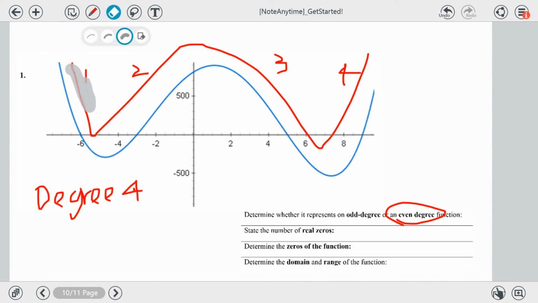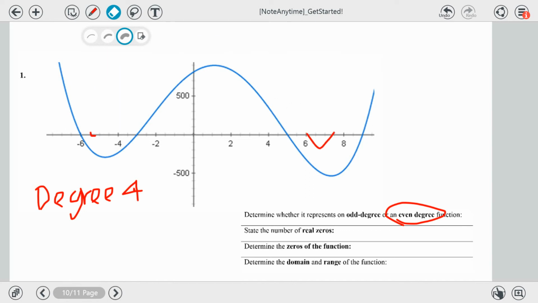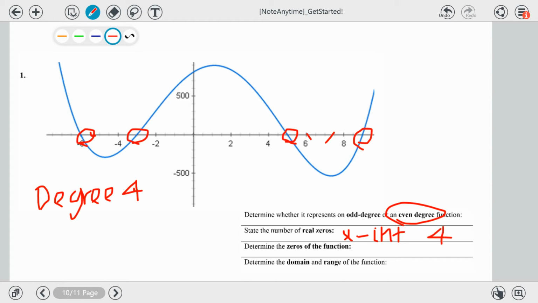Now let's go ahead and try to find our real zeros. If you remember, the real zeros really meant all of my x-intercepts. So let's rewrite that as my x-intercepts. Let's see how many intercepts we have. We have 1, 2, 3, and 4 different x-intercepts, and those are my zeros. So we have 4 different real zeros.